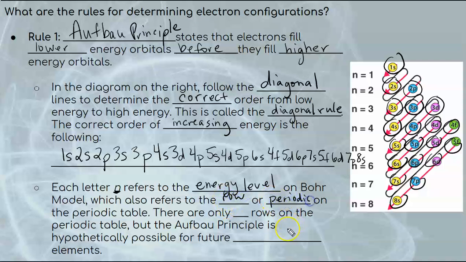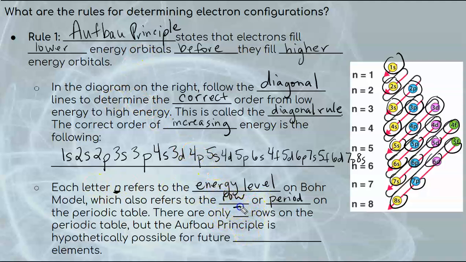So remember that if an element is in the second row on the periodic table, that means that it is going to have electrons that go up to the second energy level. And if it's in the fourth row, that means that it will have electrons that go up to the fourth energy level.